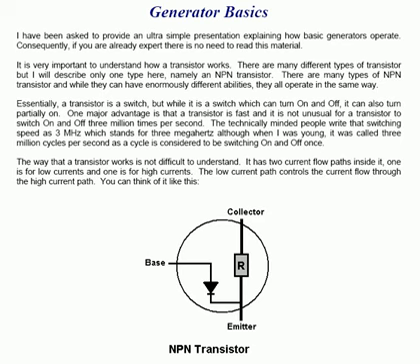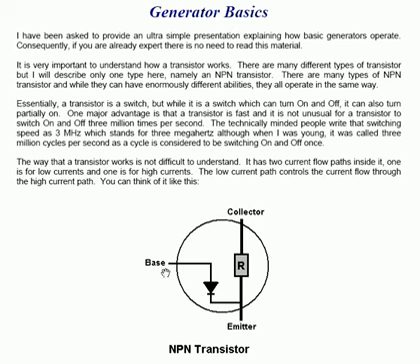The technically minded people write that as a switching speed of 3 MHz, which stands for 3 megahertz, although when I was young it was called 3 million cycles per second, as a cycle is considered to be switching on and off once. The way that a transistor works is not difficult to understand. It has two current flow paths inside it. One is for low currents and one is for high currents. The low current path controls the current flow through the high current path.